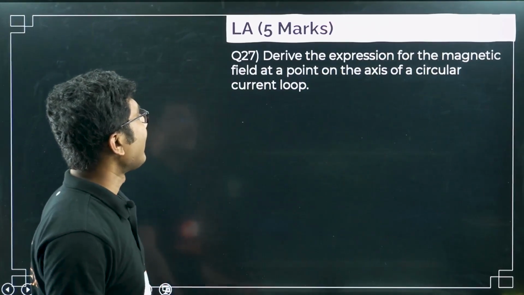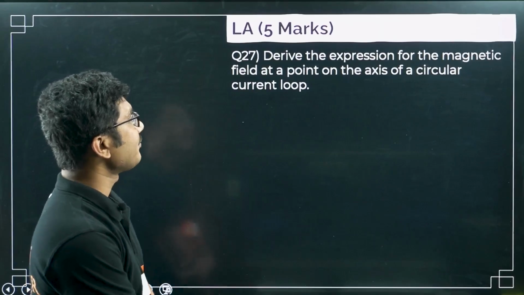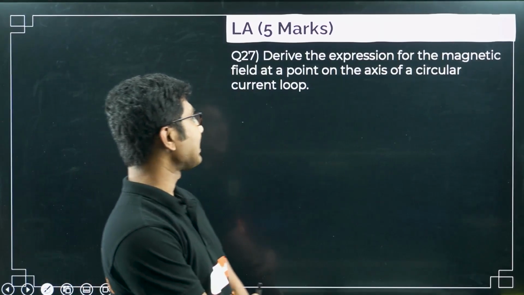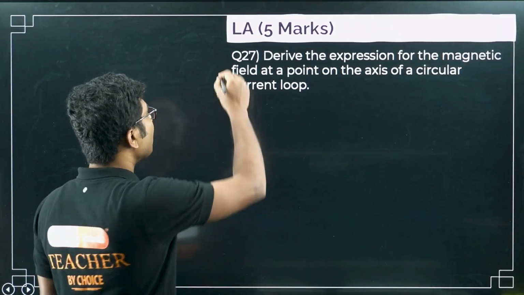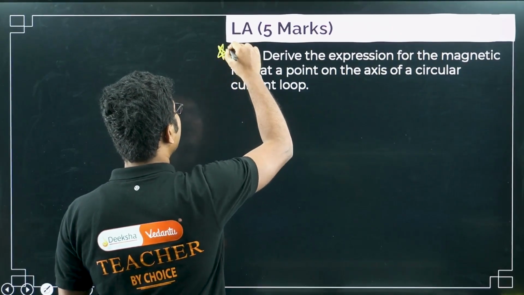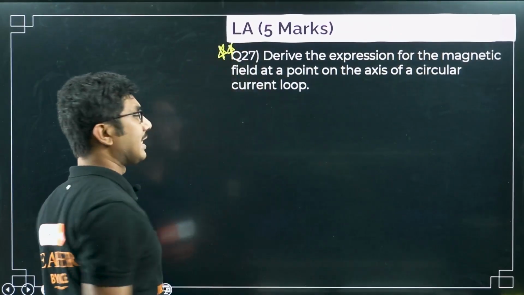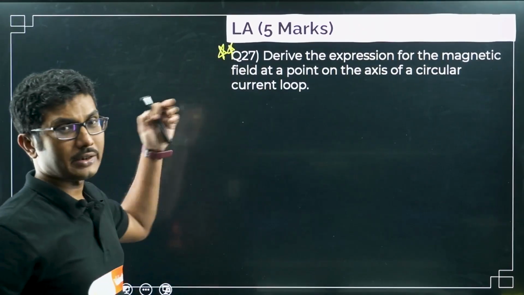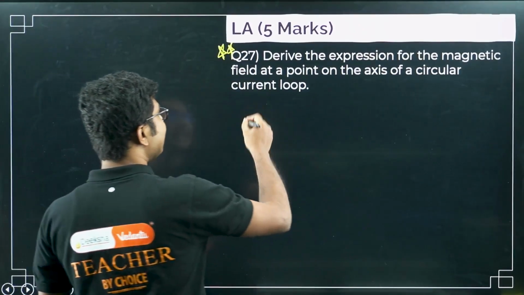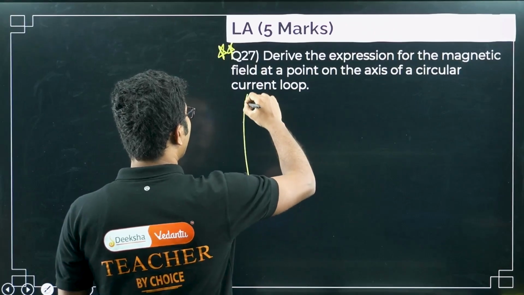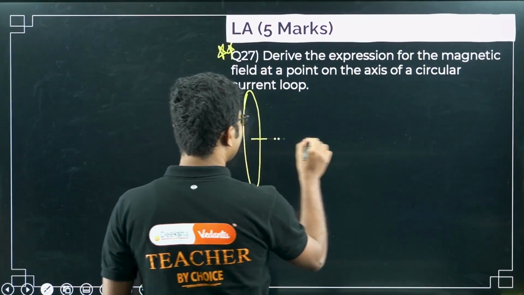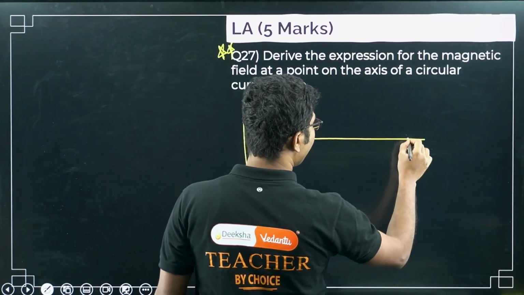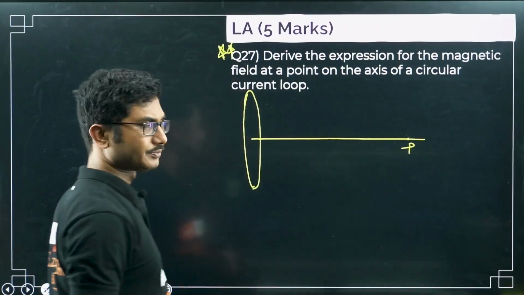Now next, 5 mark questions. Derive the expression for magnetic field at a point on the axis of a circular current loop. This is one of the most asked questions, along with one more question. I will share that as well. This is the most expected question from this chapter. So what is this? We have a current carrying loop, and we are trying to find the magnetic field at some distance p on the axis.